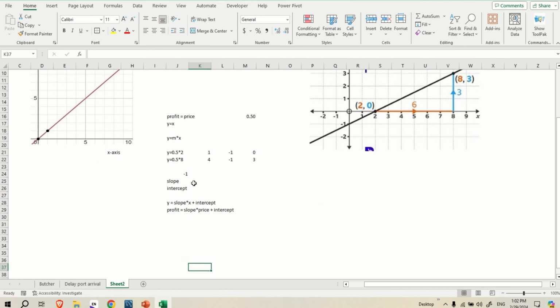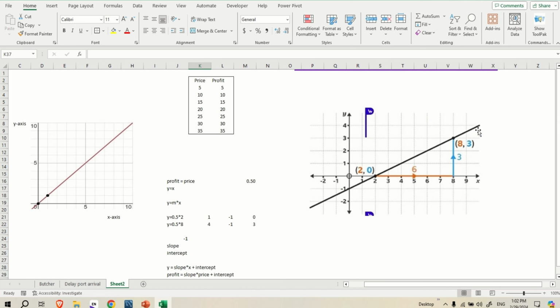So now we understand what slope is and what intercept is, and why we can have a formula like this where you say y is equal to slope times x plus intercept. At any point along this line, assuming we want to extend this line to infinity, we can always know what the value of y is based on what the x is. We can predict what the profit is going to be, at whatever price we want to fix.